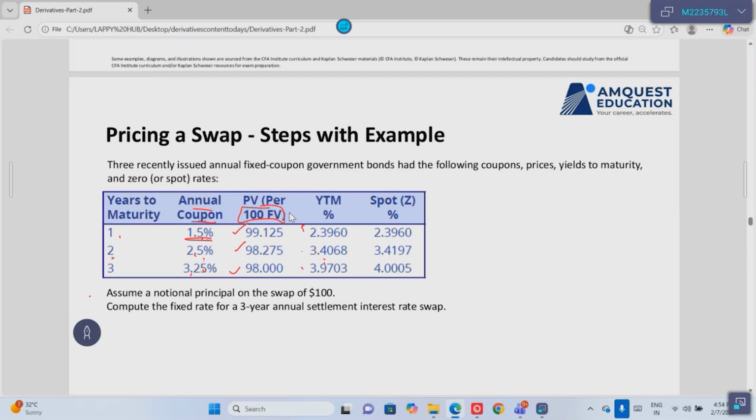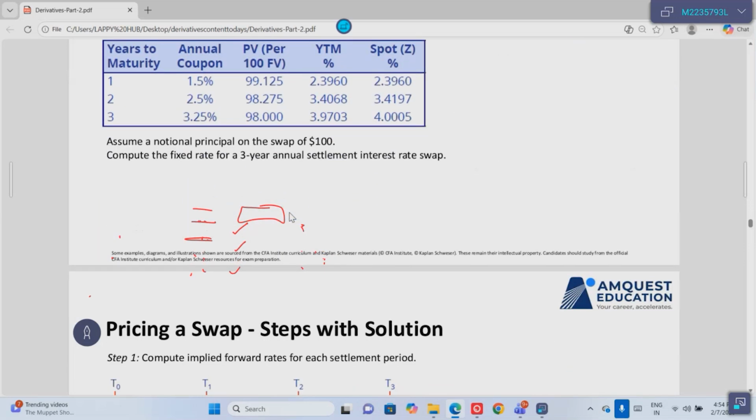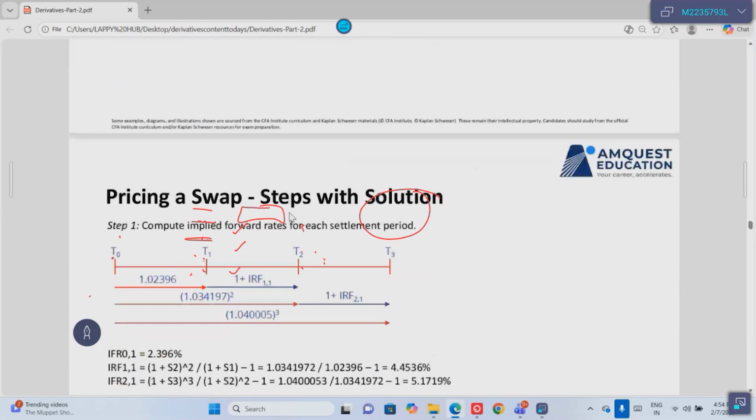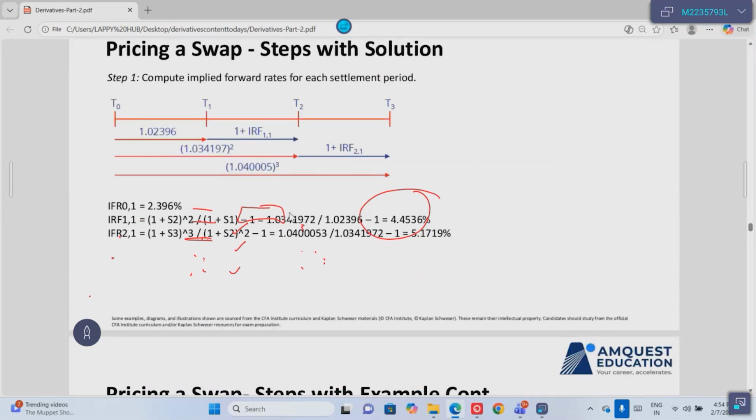For the 3 year annual settlement for the interest rate swap, right? Now remember, it's a 3 year interest rate swap. They're not asking long or short. All they say is find out what would be the fixed rate. You know the fluctuating rate here. I want to know what the fixed rate would be. Now look at the way we do this potentially.